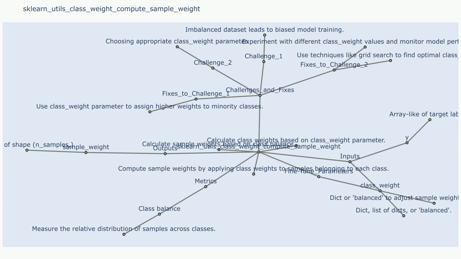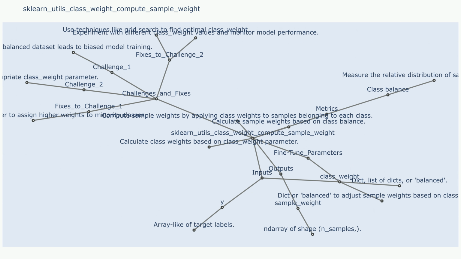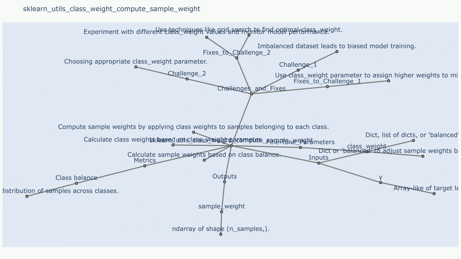Steps. Calculate class frequencies. The function first determines the frequency of each class in the provided target variable y. Calculate weights: if class_weight is balanced, the weights for each class are inversely proportional to their frequencies. Otherwise, the weights specified in the class_weight dictionary are used. Assign weights to samples. The calculated weights are then assigned to each sample based on its corresponding class label.